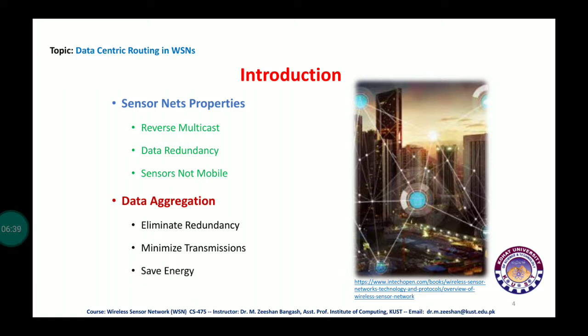And why do we do data aggregation? The main priority is basically to save energy, because we are very limited in energy in WSNs, and we want wireless sensor networks to stay alive for a long time. So in order to consume energy in a very limited way, data aggregation mechanisms need to be incorporated in wireless sensor networks.